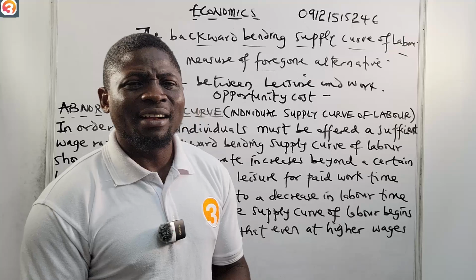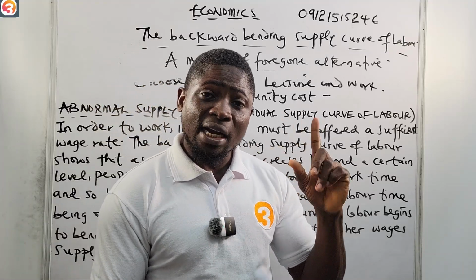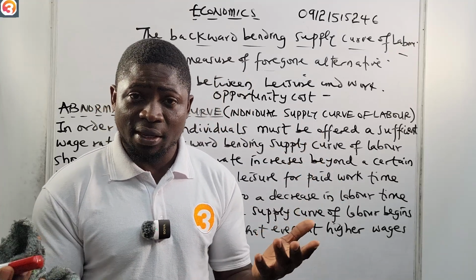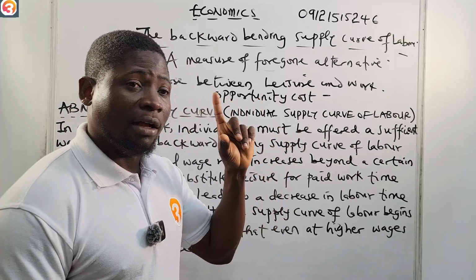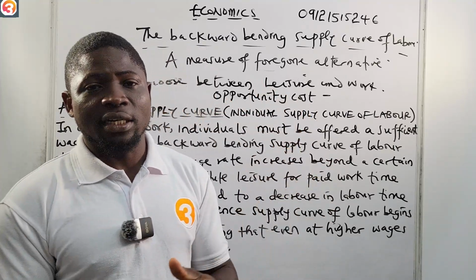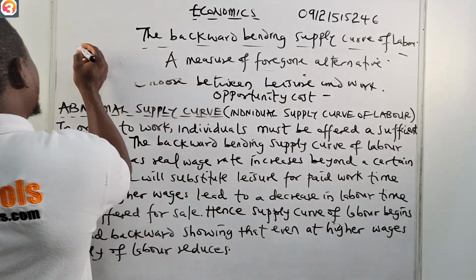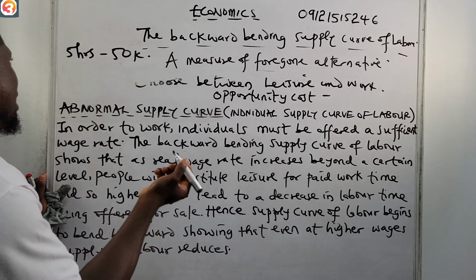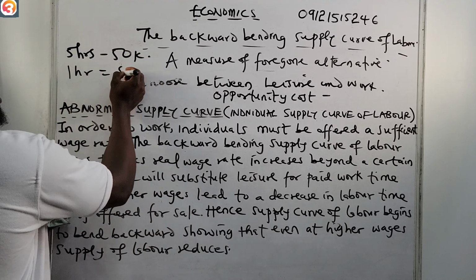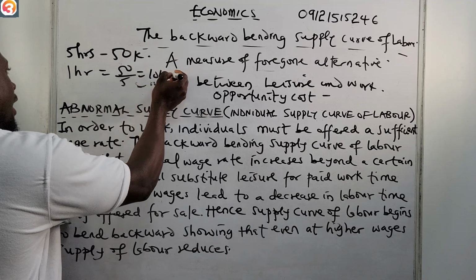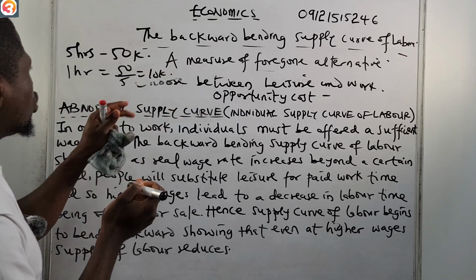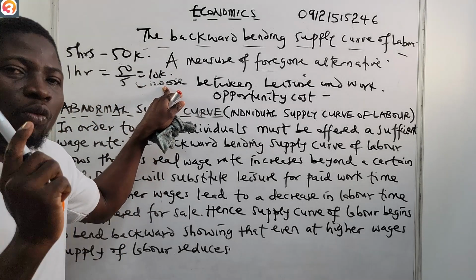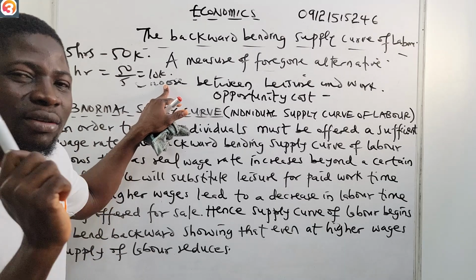So now let's say they increase it by 1 hour. If 5 hours is 50K, that means that 1 hour is 50 over 5, which is 10K. So that means they were giving 10K for 1 hour. If you work for 1 hour, you are going to earn 10,000 naira.